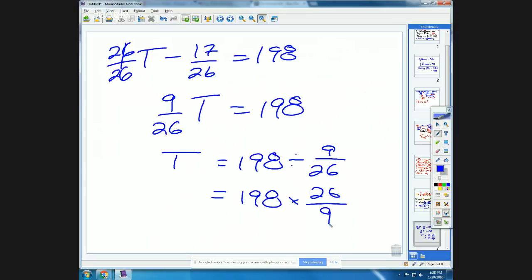And let's see, 9 goes into 19 twice with 1 left over. 9 goes into 18 twice with nothing left over. So 9 goes into 198 22 times. So now I just need to know what is 22 times 26. And the calculator would be super helpful along the way here. 22 times 26, yeah. 572.